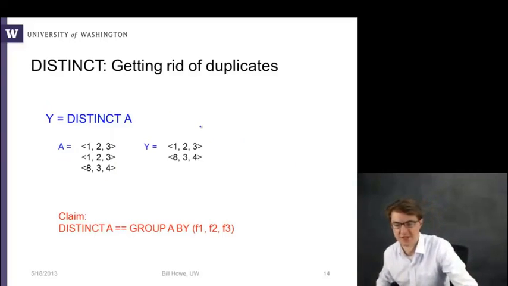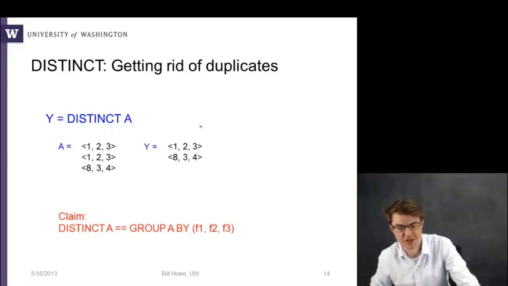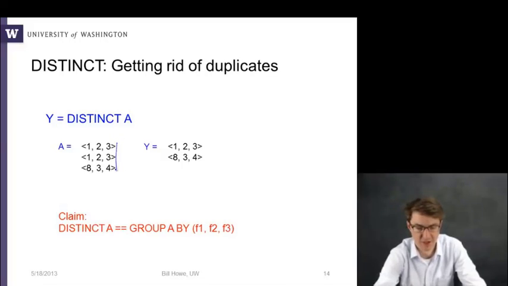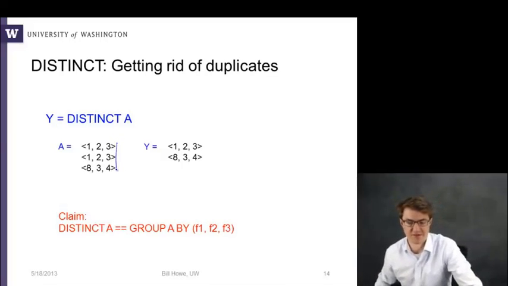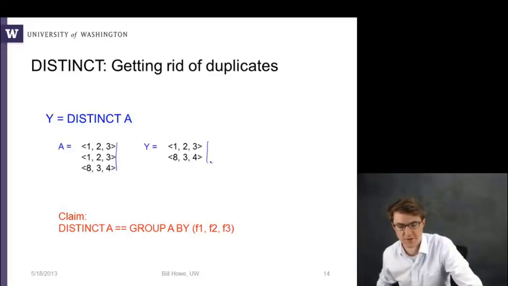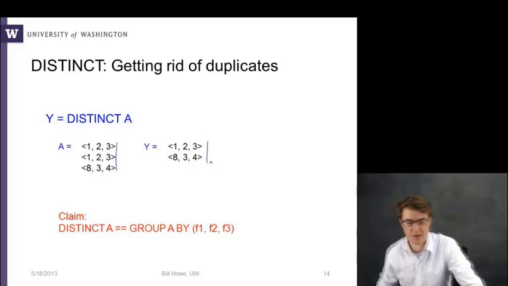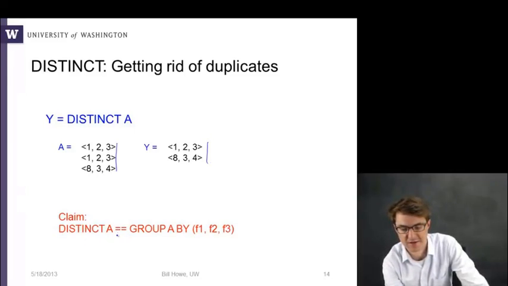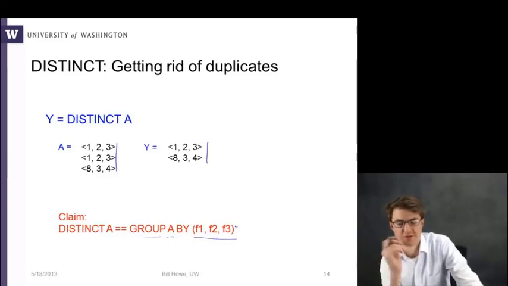So there's also a command distinct that does just what you might imagine. It gets rid of all duplicates. And just for a simple example here, if you've got 2 different elements in the bag that have the same value, your output will be this. Okay. I might make a claim that distinct A is equal to grouping of A by all three columns at once.